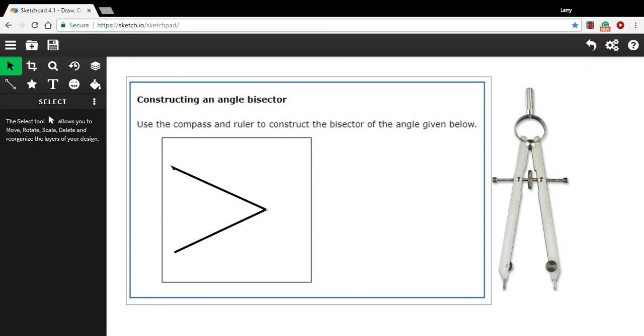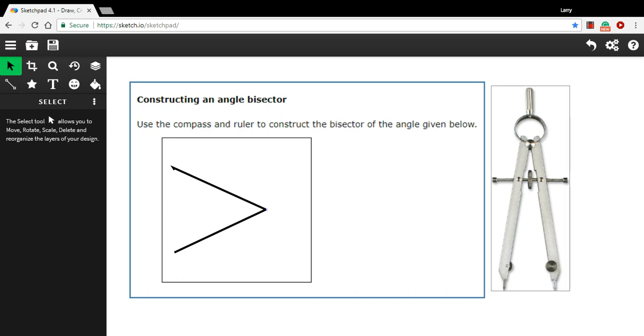In this problem, we're being asked to construct an angle bisector. So that is a line that cuts through this angle and cuts it equally in half, so that the degrees on one side of the line are the same as the degrees on the other side of the line. And we're supposed to do this with a compass and a straight edge.